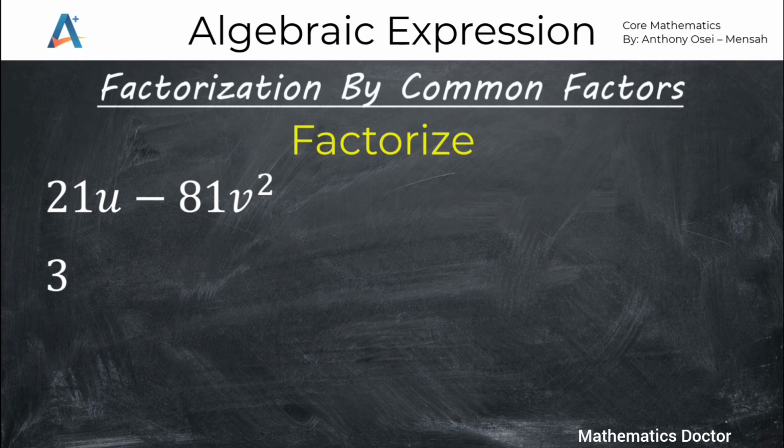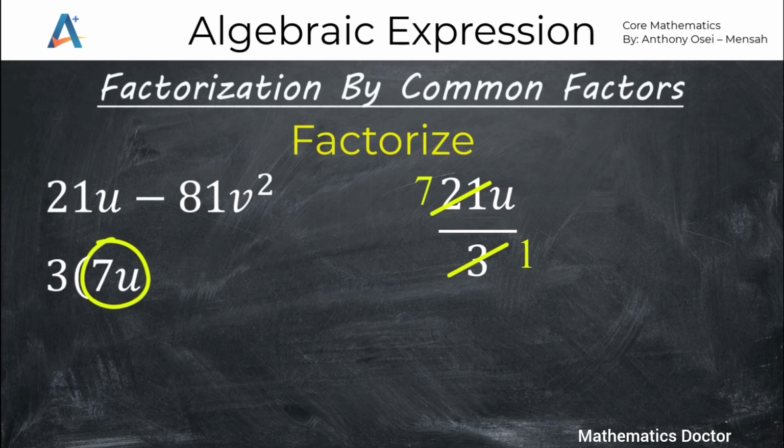So let's take the first term, 21u divided by 3. 3 into itself is 1. 3 into 21 will be 7. So we end up getting 7u as a final answer. But 7u will be placed here.